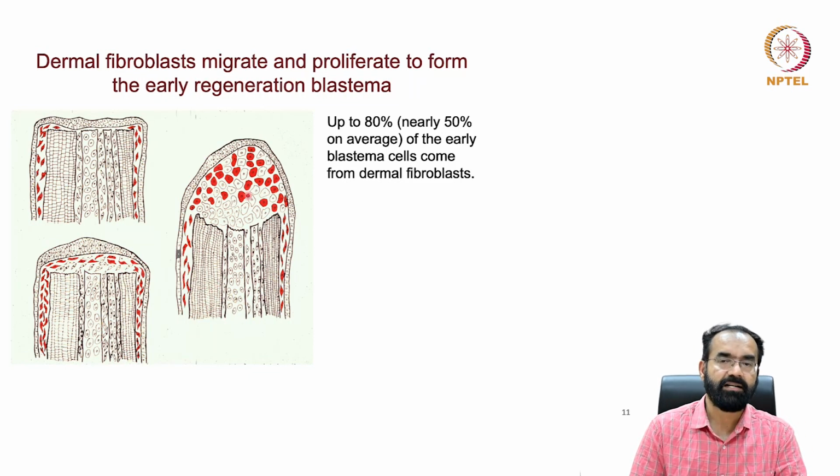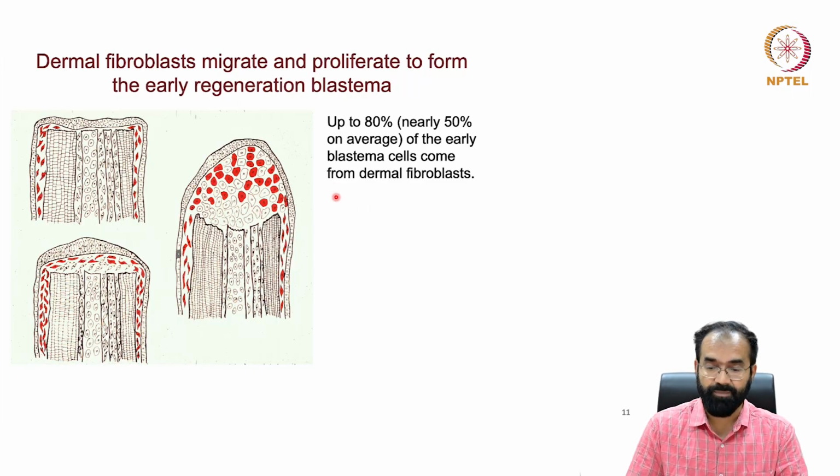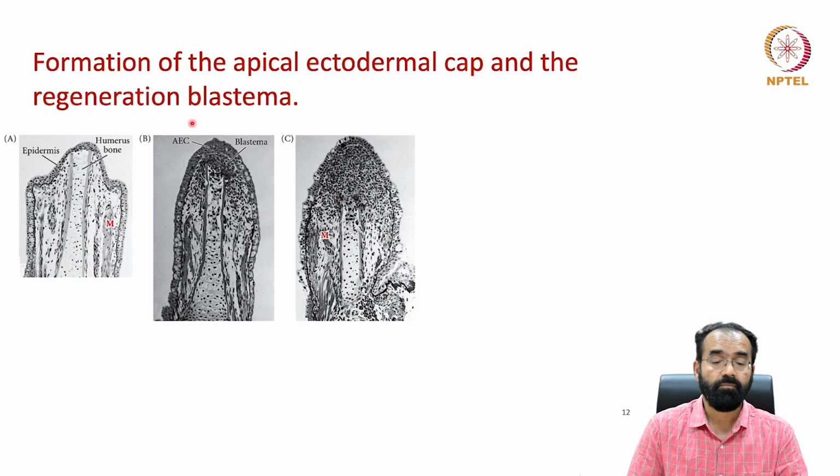Now also you can see these red colored cells, there are plenty. Although other cells also come from here, because there will also be fibroblasts in there, the major source, around 80% on average, of the early blastema cells has to come from the dermal fibroblast. So the formation of the apical ectodermal cap and the regeneration blastema is seen here. You can see this is a humerus bone, and this is the epidermis, and this humerus bone also needs to be formed, you should understand.